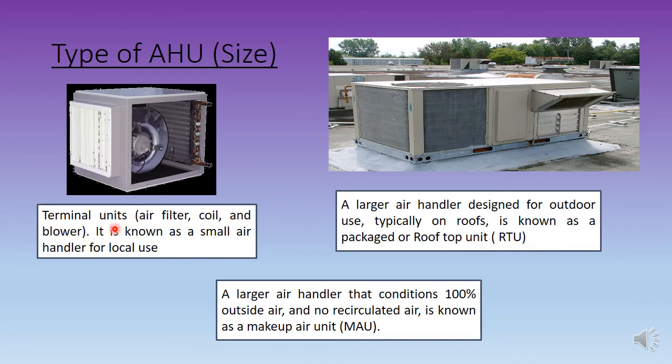And we also have the small AHU, which is known as terminal units. Although it is small, it also has an air filter, cooling coil, heating coil, and also a fan. And normally it is used for local use. And a larger air handler that conditions 100% outside air with no return air is known as a makeup air unit, or MAU for short.